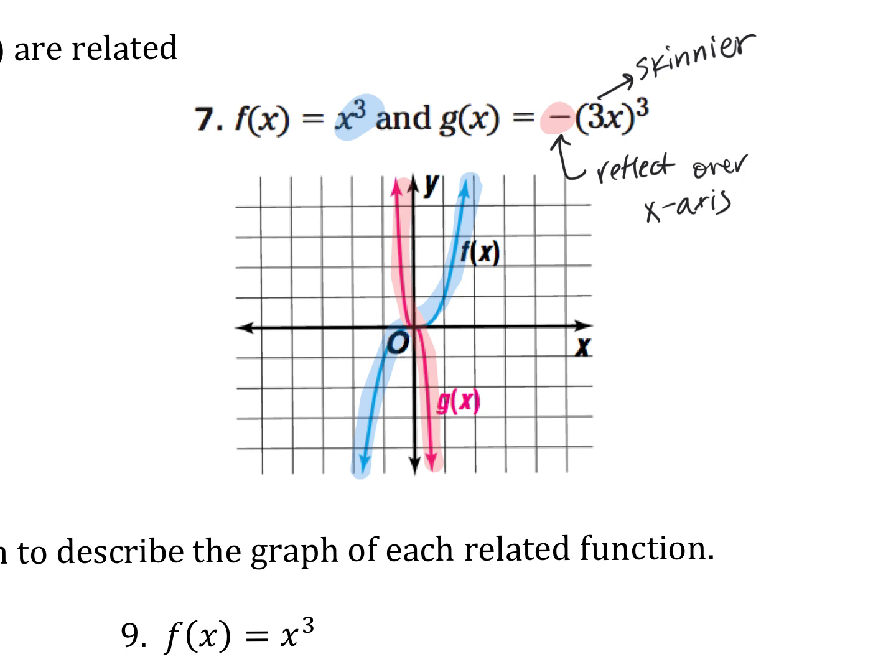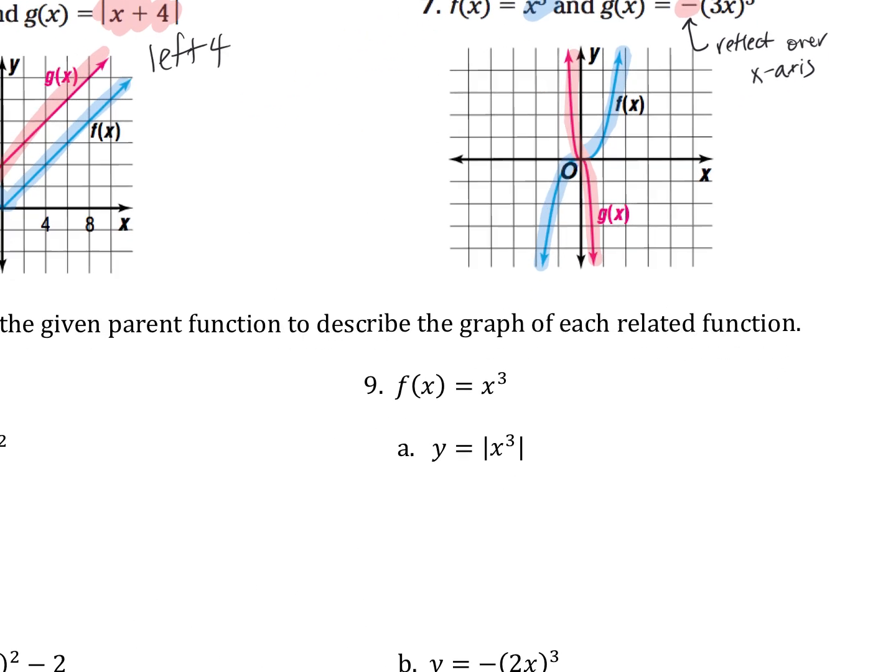Much wider. Go even wider. 0.001, he said. What did you say, Thomas? What we're finding is when this number is bigger than 1, it's going to get skinnier. And when it's less than 1 but bigger than 0, right? When it's that decimal, still positive, it's just going to make it wider. And that's the word that we can use. So I don't need sentences, guys. I want some arrows. This 3 made it skinnier. That negative reflected over the x-axis. That's all I'm looking for.